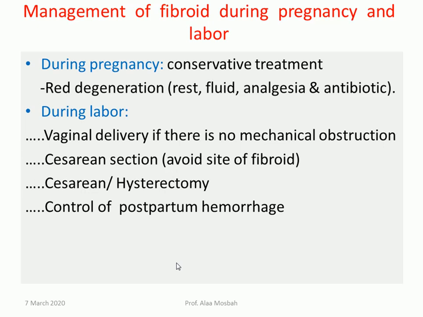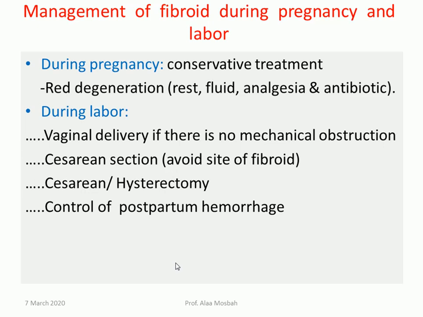Or you may do cesarean and hysterectomy because the uterus has multiple fibroids and the patient completed her family and she is above 40 and she is consenting for hysterectomy. You can, after cesarean, complete the operation with hysterectomy. Or you may do hysterectomy following delivery of the baby because of severe postpartum hemorrhage as an emergency case.